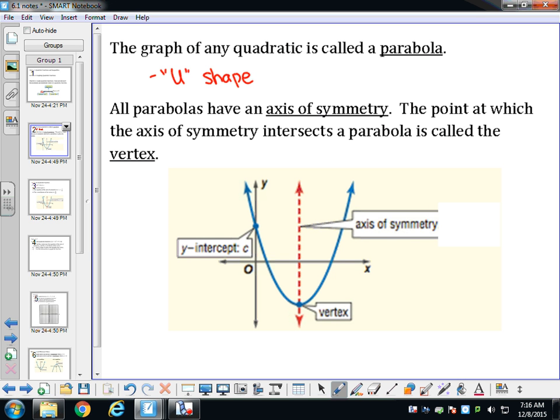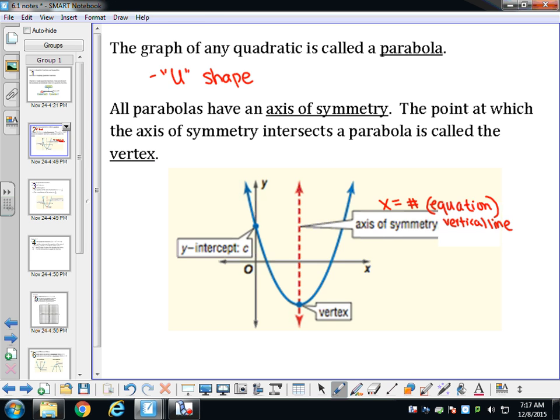Now, the point at which the axis of symmetry intersects the parabola, that's called your vertex. So given this arbitrary parabola, my vertex is down here at the bottom. My axis of symmetry is a vertical line that cuts through my vertex. My axis of symmetry is always going to be the equation x equals some number. It has to be the equation, because I'm talking about the equation of that vertical line. Now, your y-intercept is always your c value.